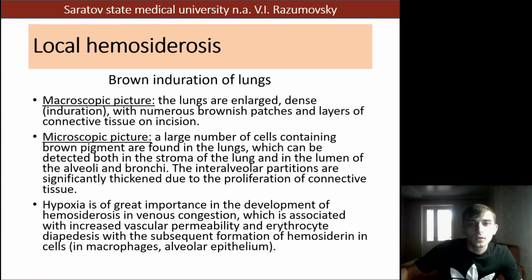Microscopic picture of brown induration of lung. The lungs are enlarged, dense, with numerous brownish patches and layers of connective tissue on incision. Microscopically, a large number of cells containing brown pigment are found in the lungs, which can be detected both in the stroma of the lung and in the lumen of the alveoli and bronchi. The intra-alveolar partitions are significantly thickened due to proliferation of connective tissue.